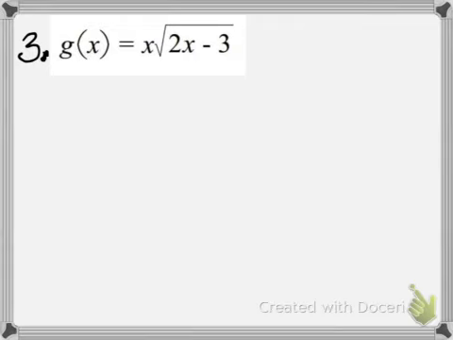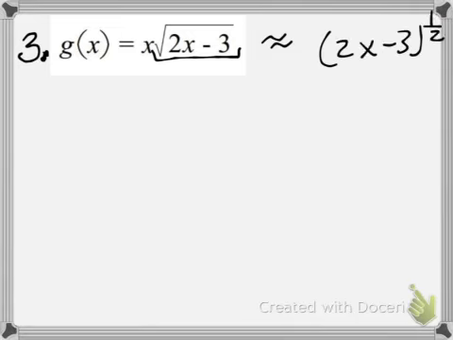Alright, next let's do one where there is a product rule that is involved. And in this one, I'm going to show you a little trick. So I recognize that this is one function and this is another function. So it's requiring me to do the product rule first. I'm also recognizing that this is a function within a function because it is equivalent to 2x minus 3 to the 1/2 power.